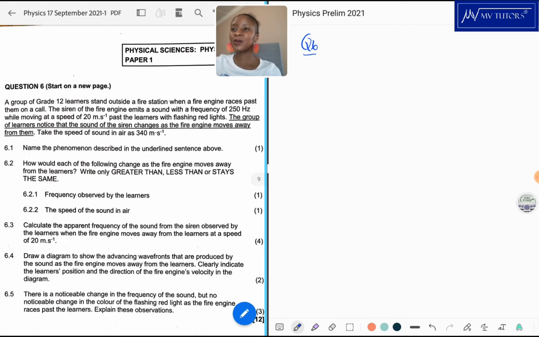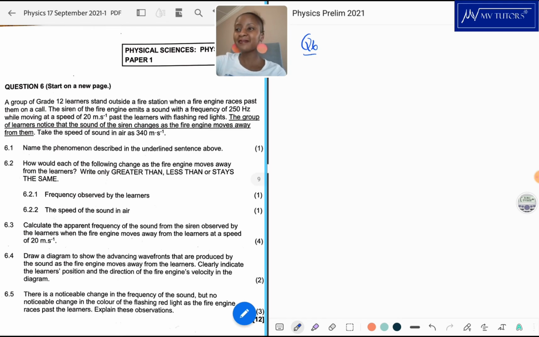Okay, so you have a group of students and this fire engine. The siren of the fire engine emits a sound and it moves past them. Obviously as it is next to them, they can pretty much hear the same frequency, but when it moves away from them, the wavelengths keep increasing. Wavelength is inversely proportional to frequency. So the bigger the wavelength, the lower your frequency. The smaller the wavelength, the higher your frequency.